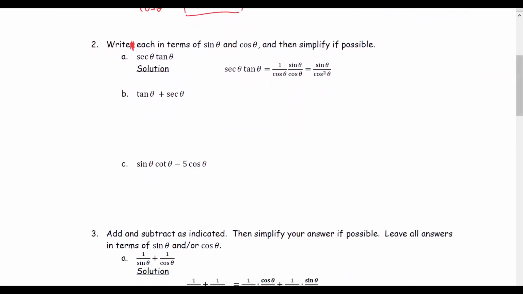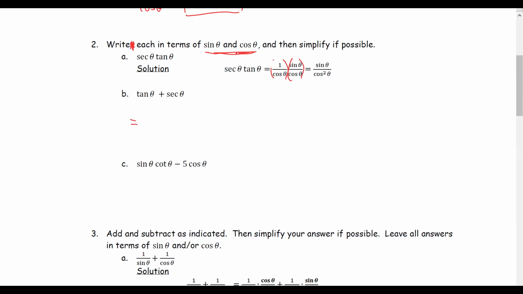The next example, we write each in terms of sine theta and cosine theta, and then simplify if possible. In part A, the secant theta times tangent theta. Secant theta is the same as the reciprocal of the cosine. The tangent theta is sine over cosine. We simplify a little bit more to get the numerator as sine theta and denominator as cosine squared theta.